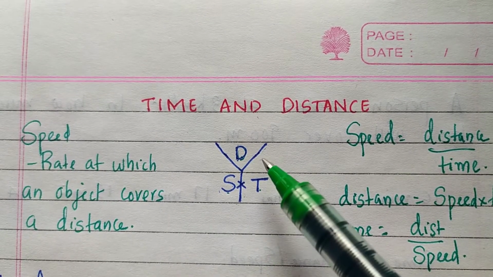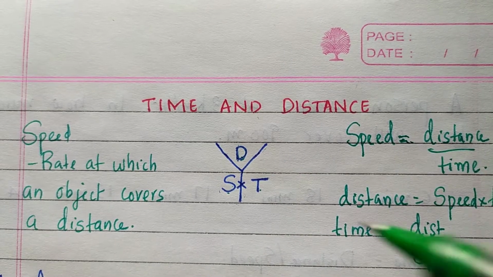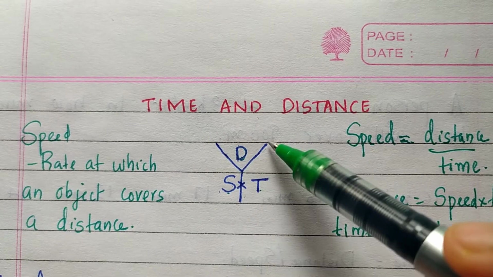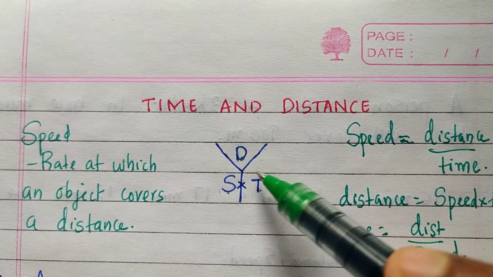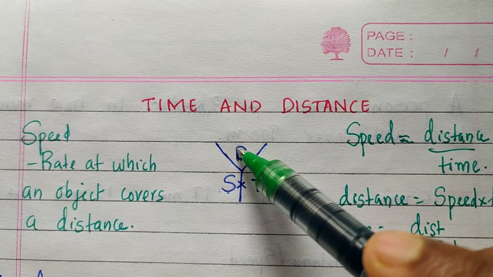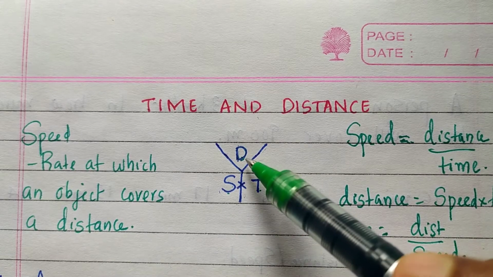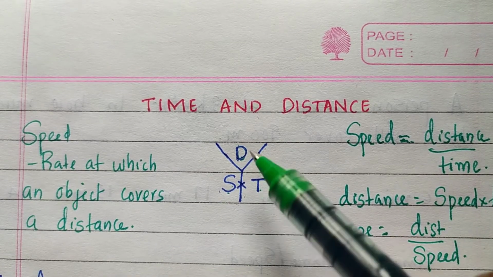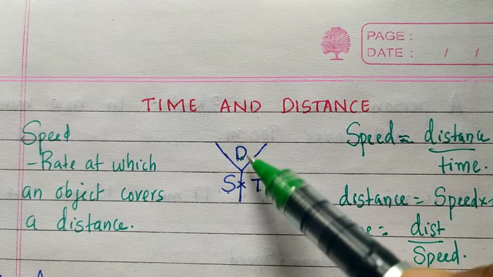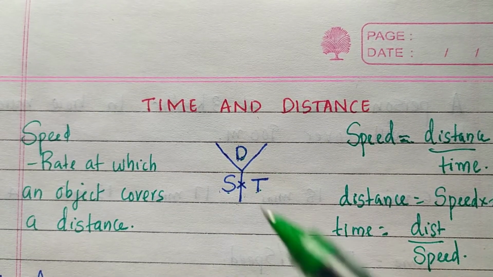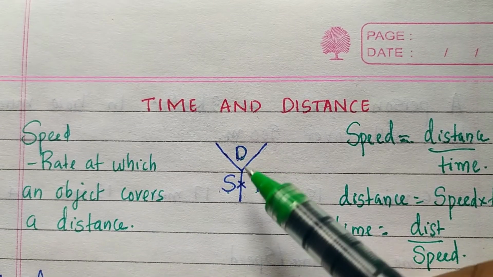So we can learn the formula, or we can remember the formula easily by remembering this Y diagram. We have to write Y like this, and we have to write D in the upper corner, S and T in the lower corner. D is the first letter among D, S and T in alphabetical order. So we have to write D at the upper corner.